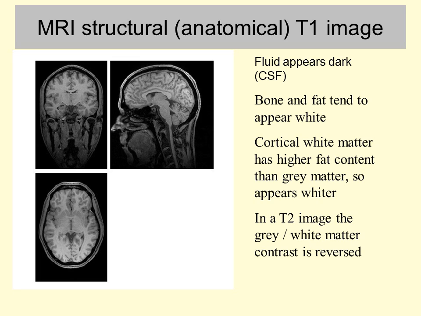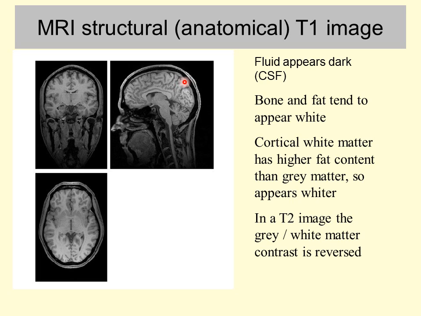So these images on the left here are an anatomical image from an MRI scanner. It's called a T1 weighted image. More about that later. And in these images, cerebrospinal fluid appears very dark. Bone tends to appear as white. Now, your white matter tends to appear as lighter in colour than your grey matter, and that's because it has a higher fat content.